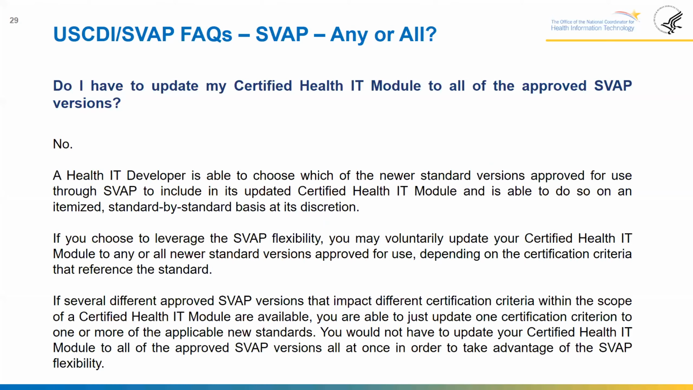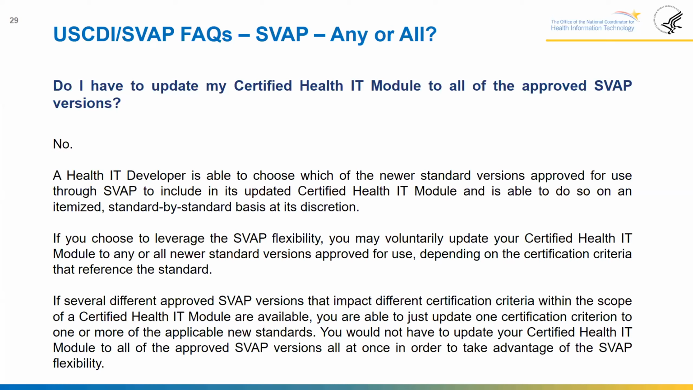So if you choose to leverage the SVAP flexibility, you may voluntarily update your module to any or all newer standard versions approved for use, depending on the certification criteria that reference the standard. So if several different approved SVAP versions that impact different certification criteria within the scope of a module are available, you're able to just update one certification criterion to one or more of the applicable new standards. You would not have to update your certified health IT module to all of the approved SVAP versions all at once in order to take advantage of the SVAP flexibility.